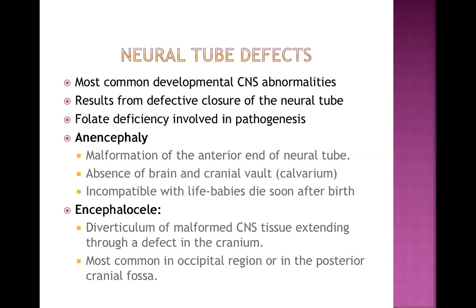Now, encephalocele is herniation of the brain. This is the diverticulum of malformed CNS tissue extending through a defect in the cranium. Okay, and it is mostly occurring in occipital region or in the posterior cranial fossa. Means from the back side of the head, okay, a piece of brain tissue is exposed outside. This is called encephalocele.